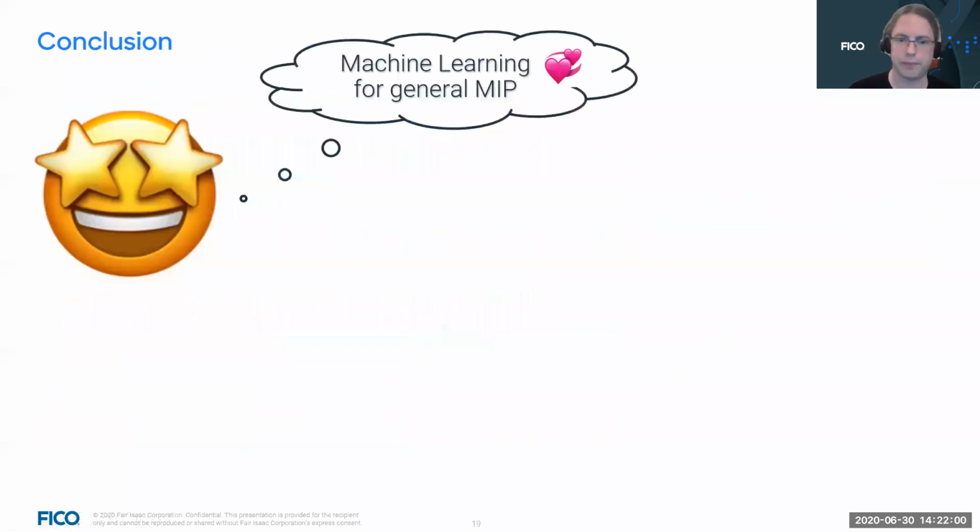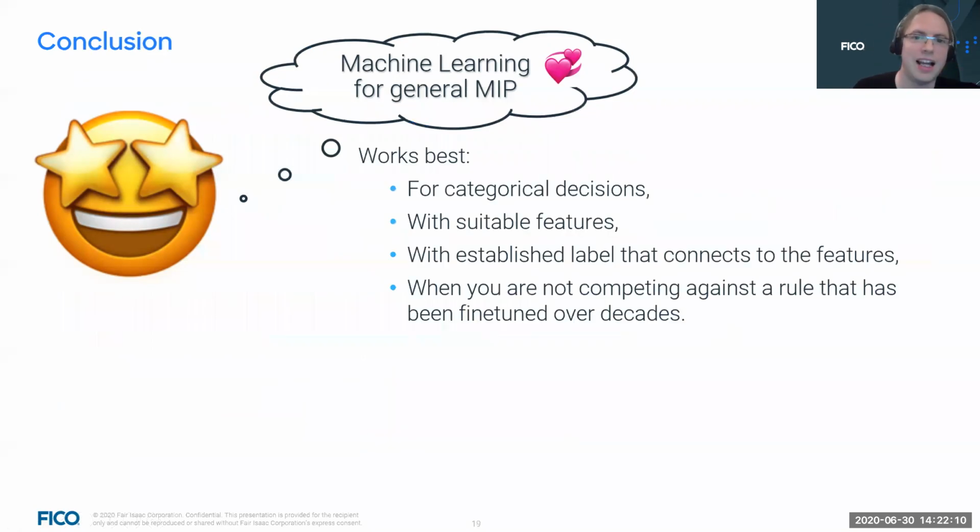Okay, so conclusion. Timo now likes machine learning for general MIP. And I've come to the conclusion for myself that this works best for categorical decisions like the one that we saw here. If you have an idea what suitable features are and a well-established label, here this was the attention level that connects to those features. Well, and if you're not competing against a rule that has been fine-tuned over decades.